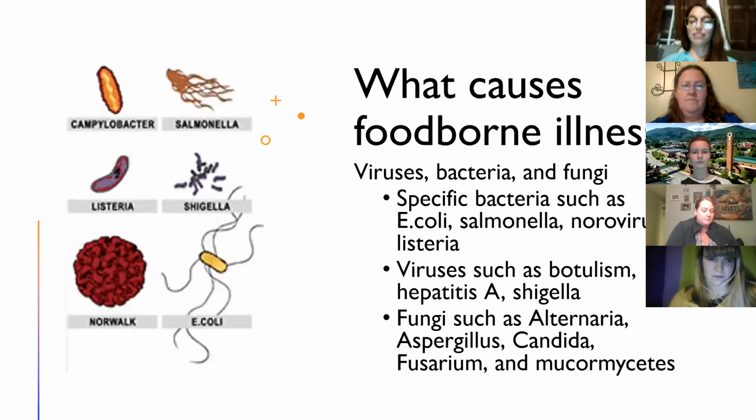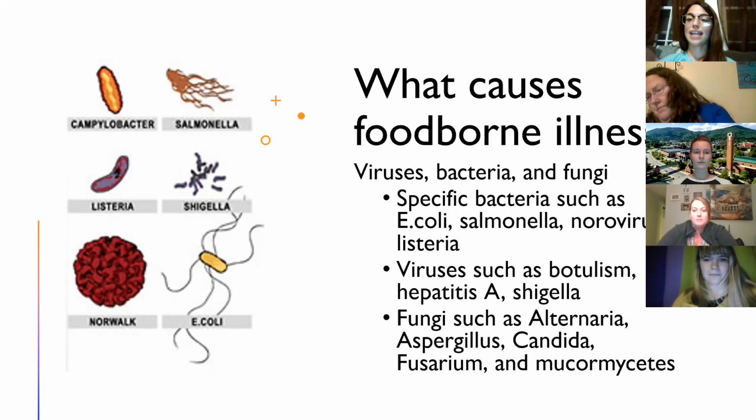So what causes foodborne illness? Viruses, bacteria, and fungi. There are specific bacteria like E. coli, Salmonella, norovirus, and Listeria. These are more common ones that you hear in the news, such as every time we have a lettuce recall, you can automatically trace that back to an E. coli outbreak. There are viruses as well, such as botulism, hepatitis A, and Shigella. Botulism comes from when cans that you receive in are dented and the bacteria gets in that way and it breeds. So every time you receive in, let's say, a big can of mixed vegetables, you need to check your product so that you aren't risking contaminating consumers.